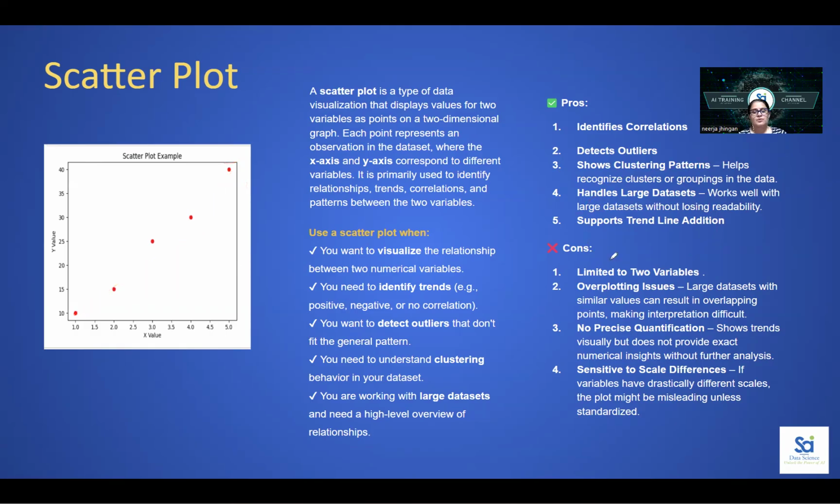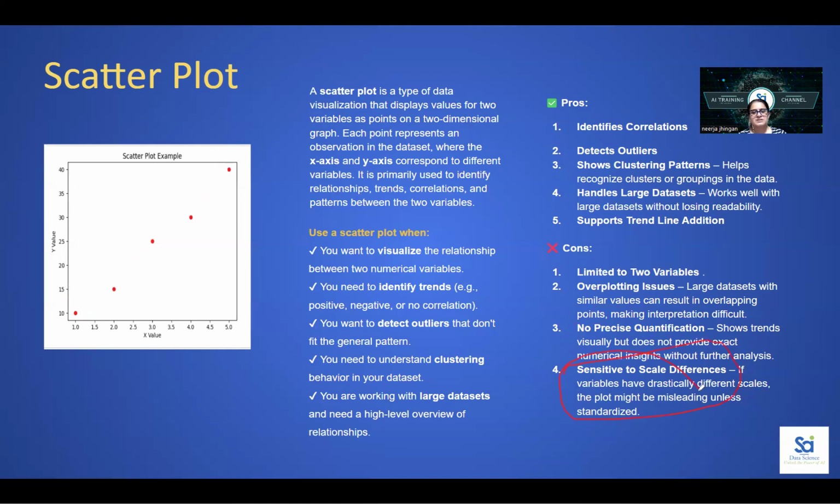Okay, so it is only limited to two variables. You cannot use it for more than two variables because it belongs to two-dimensional data. Okay, it gives no precise quantification, like numerical, without further analysis, right? So what does it mean? It is only showing you the relationship, but we will not be able to take out the exact numerical value. If I wanted to see what the value is here, it's just an assumption, right?